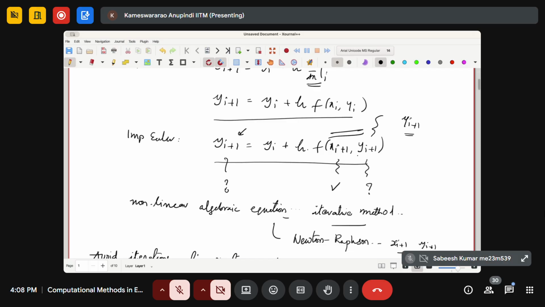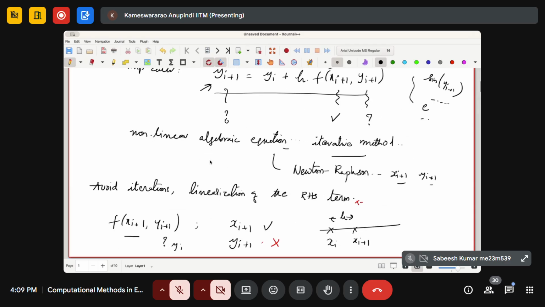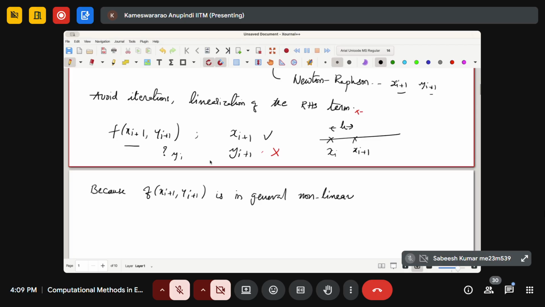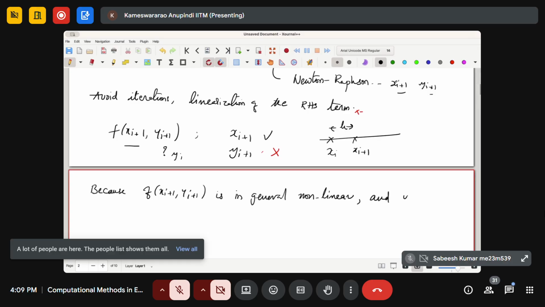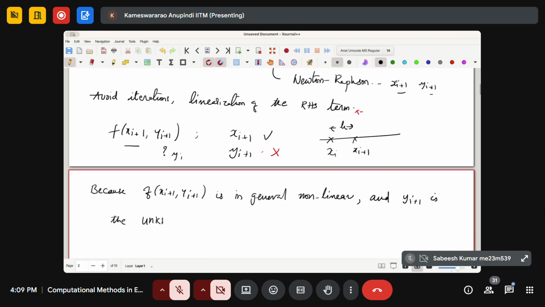But the difficulty is that f of x_{i+1}, y_{i+1} is in general a nonlinear function. That means y_{i+1} could be appearing as y_{i+1} squared or some sine of y_{i+1} or some e to the power of minus y_{i+1} and so on. It is basically a nonlinear function. As a result, you won't be able to combine with this y_i. So when you put these together, you are getting a general nonlinear algebraic equation, because f of x_{i+1}, y_{i+1} is in general nonlinear, and y_{i+1} is the unknown value.